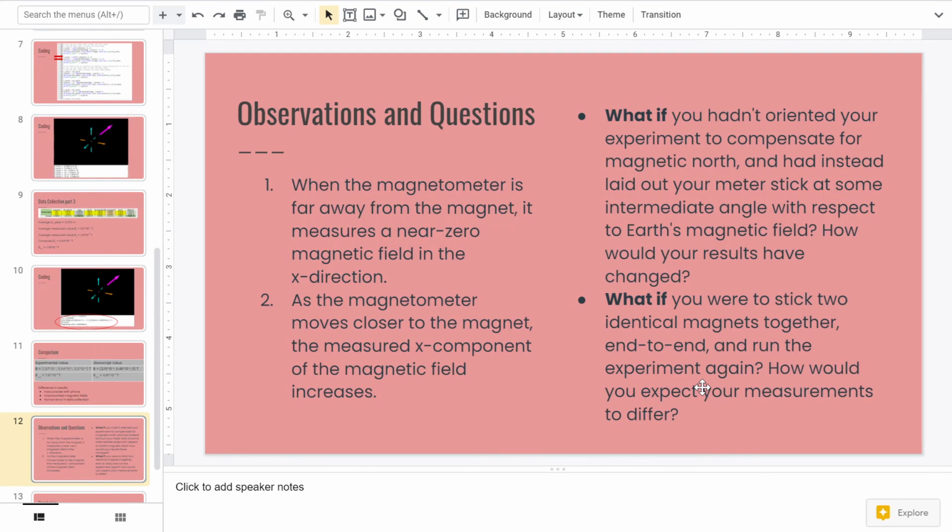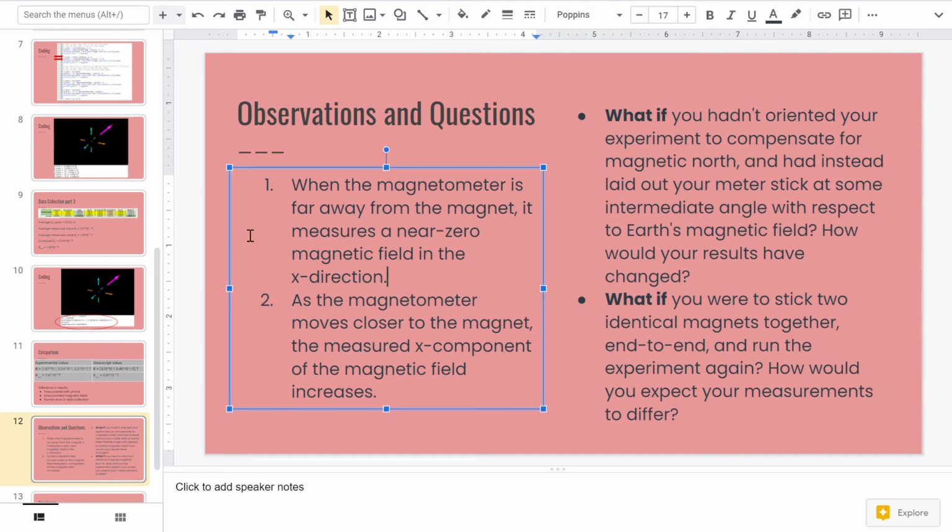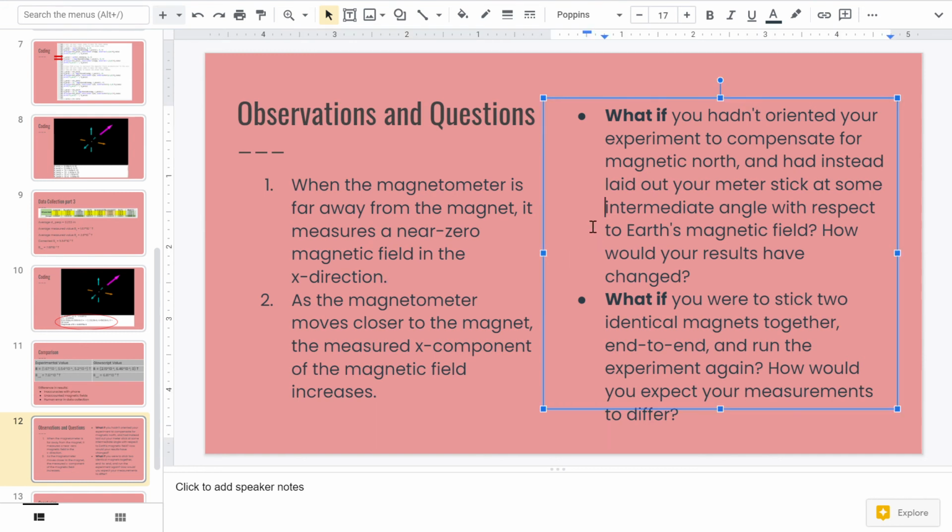Observations and questions. In doing this lab, the magnetometer far away from the magnet had a 0 magnetic field in the x direction. This was the calibration of the Earth's magnetic field I talked about earlier. And as the magnetometer moved closer to the magnet, the x component increased. If I hadn't oriented my experiment to compensate for magnetic north, then I would have accidentally included the Earth's magnetic field in my calculations. It would have been much harder to separate the magnetic field of the Earth from the magnetic field of the magnet.